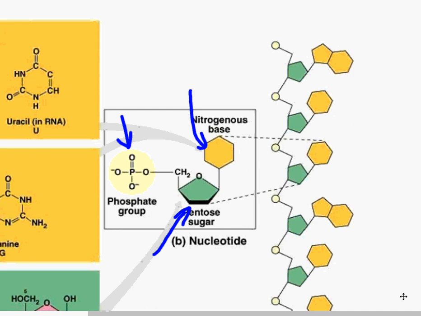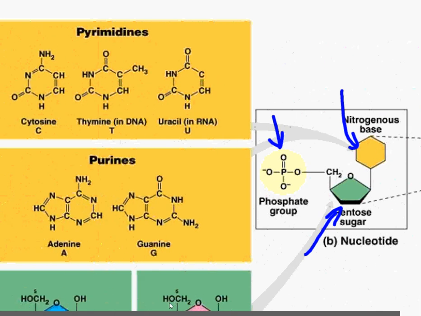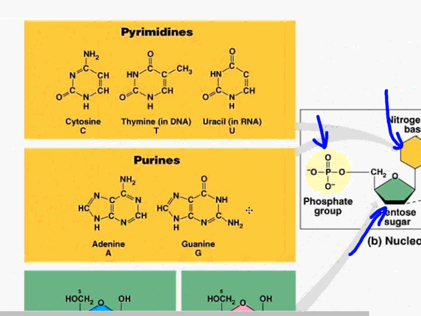And nitrogenous base can be one of 5 different bases. The 5 bases that we have are found here. They're grouped into 2 groups called pyrimidines or purines. The pyrimidines have a single carbon ring, as you can see, versus a double here. And the pyrimidines are cytosine, thymine, and uracil. Note on uracil, it is only found in RNA and it replaces thymine. And then the purines are adenine and guanine.